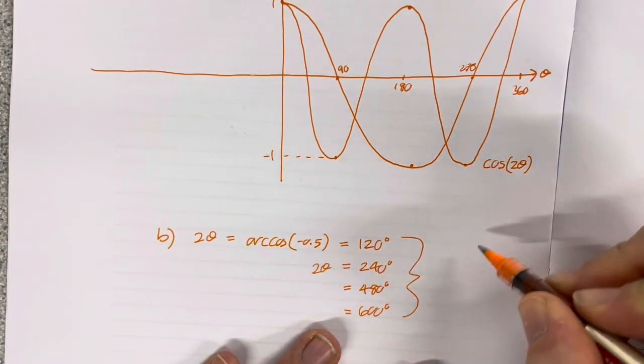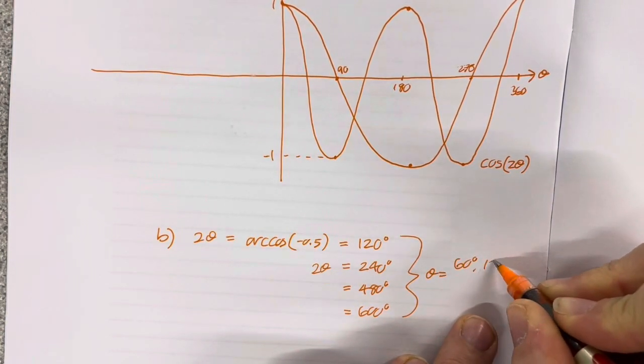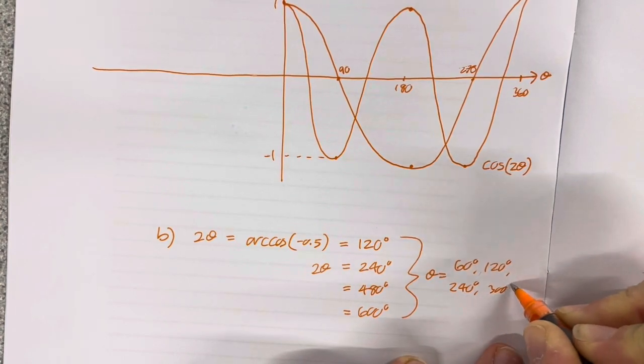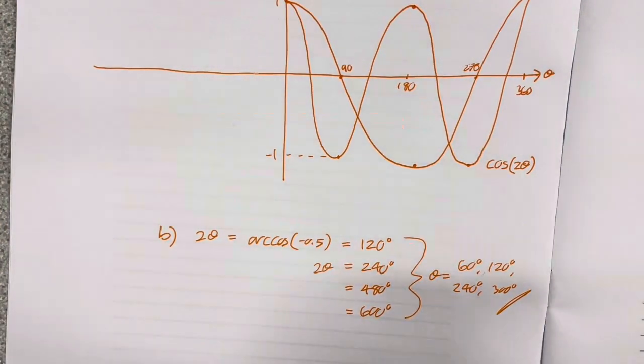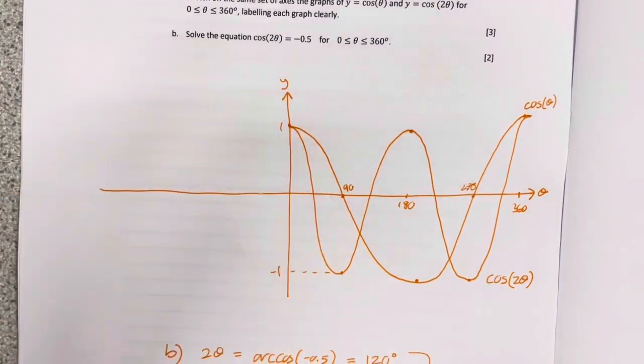And if I half each of those, then I'll get that theta is either 60, 120, 240, or 300 degrees, and all of those will fall in range. And you can check those answers by plugging them back into the equation. You should get minus 0.5 out in each case.